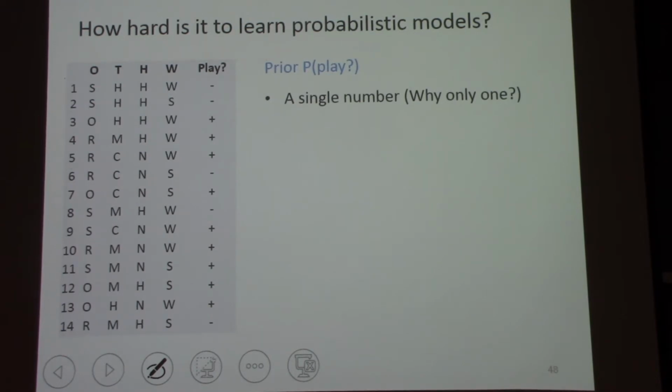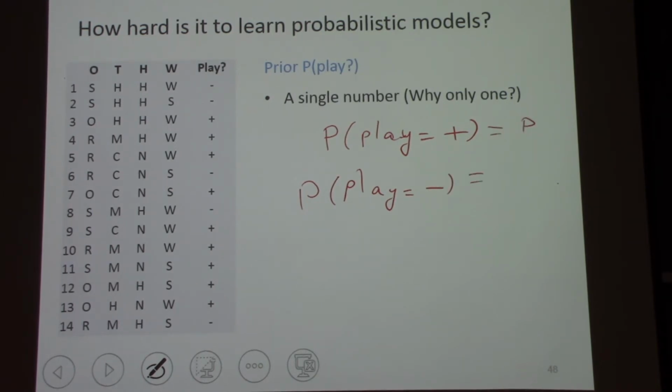If I tell you the probability of play equals plus, is that enough? Do you have the complete description of the entire prior? Why? Right. So let's say the probability of play equals plus is p, and the probability of play equals minus is 1 minus p. So this requires me to produce just one number. Okay, that's easy.